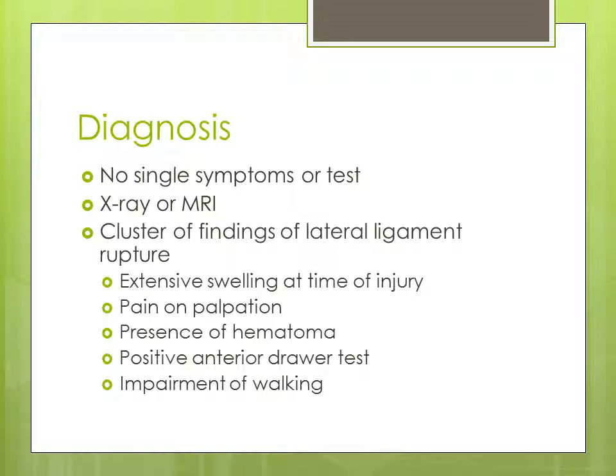The diagnosis of a lateral ankle sprain. There is no single symptom or test that can accurately diagnose a lateral ankle sprain, but this cluster of findings listed above can be strongly suggestive for a lateral ligament rupture. The cluster includes extensive swelling at the time of injury, pain on palpation, presence of a hematoma, positive anterior drawer test, impairment with walking. An X-ray or MRI may also be taken to rule out a fracture or soft tissue injury.